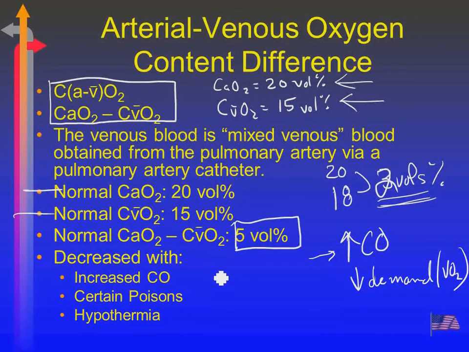Conversely, why would that value be increased? Why would the difference between what I'm leaving with and coming back be a big number? In other words, a lot's being extracted, a lot's being used. Low cardiac output: it's going by slowly, so kids stealing food off. Or I have a normal cardiac output, but I got a big demand. I'm stripping it off. I spiked the temp and I got a fever. That fever needs more fuel.